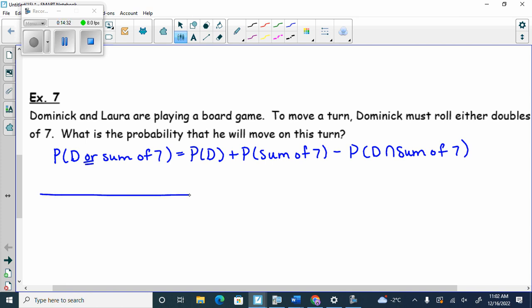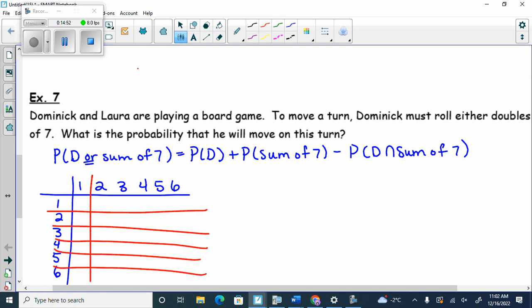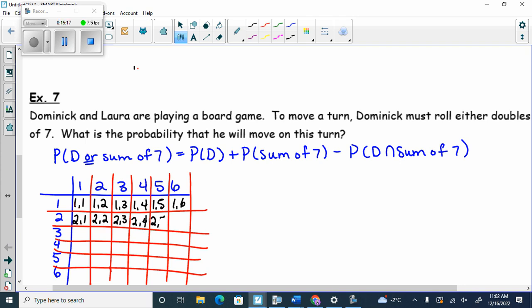The easiest way to tell these, and I know it's time consuming, is to do your array. So we do 1, 2, 3, 4, 5, 6, and 1, 2, 3, 4, 5, 6. And I'm going to do an outcome array because I need doubles and sums, which I can do. So I get 1,1, 1,2, 1,3, 1,4, 1,5, 1,6. And then I get 2,1, 2,2, 2,3, 2,4. And I'll show you why I do an array. I know it takes an extra probably 2 minutes, but I don't care because it fixes all my problems that you might have if you don't do the array. Like missing one.